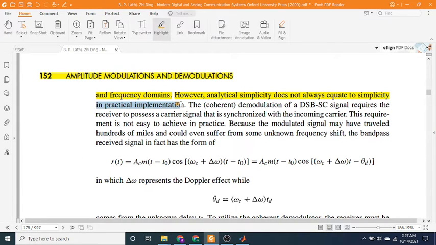In practical implementation, the coherent demodulation of a DSB-SC signal requires the receiver to possess a carrier signal that is synchronized with the incoming carrier. This requirement is not easy to achieve in practice, because the modulated signal may have traveled hundreds of miles and could even suffer from some unknown frequency shift.